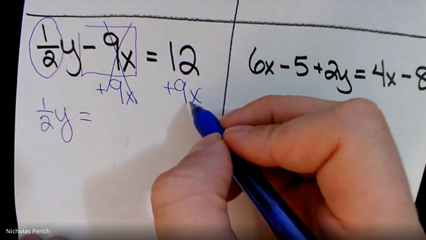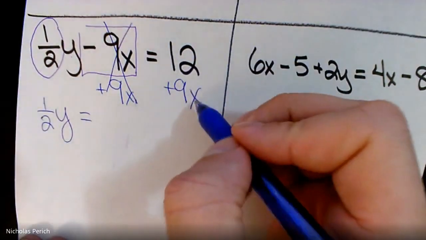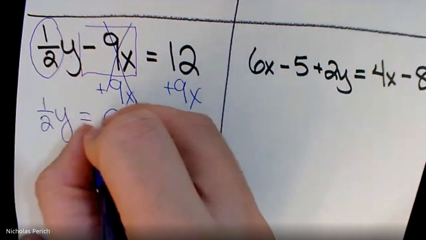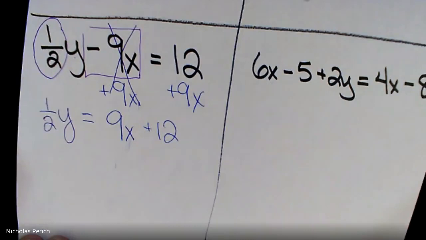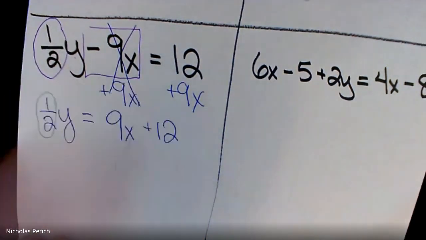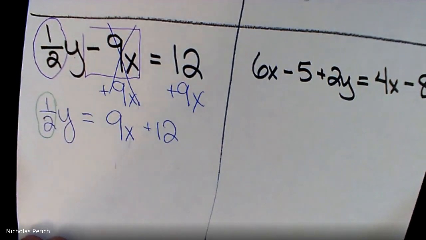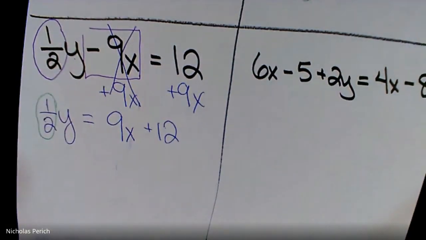Do the 9x and the 12 combine? No, because one has an x and the other one doesn't. So I'm going to put 9x and positive 12. Is y all by itself? No. 1/2 is being multiplied to y. How about I divide everything by 1/2? No, no, no, no, no.